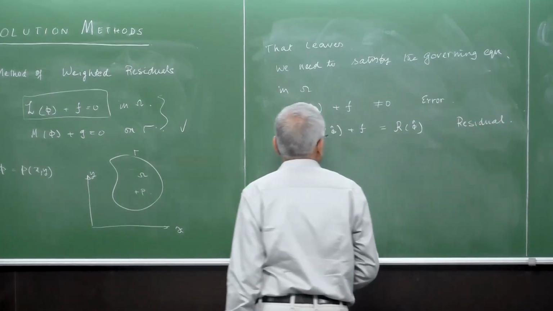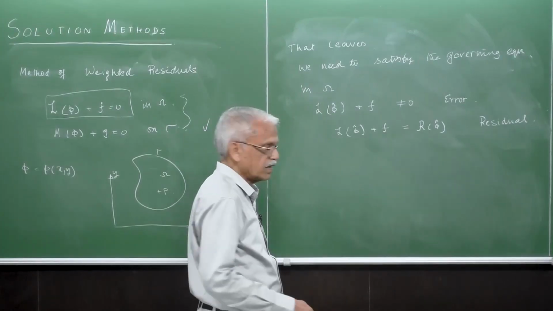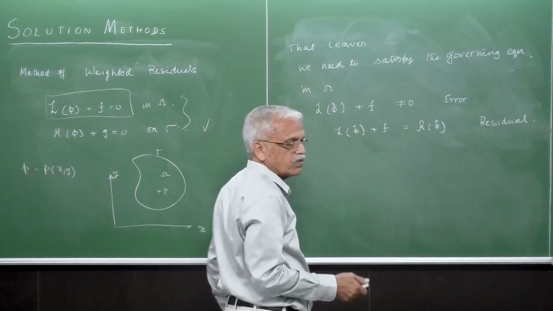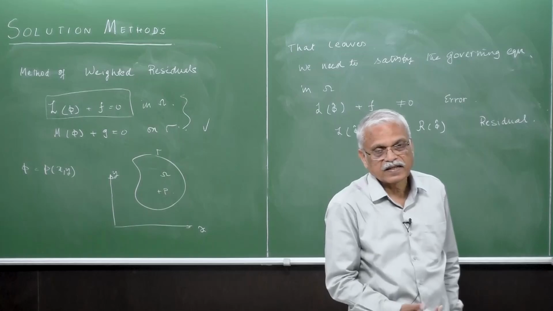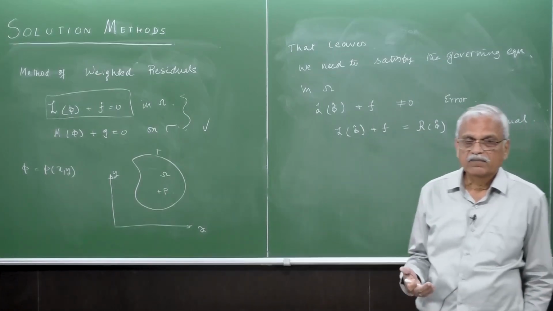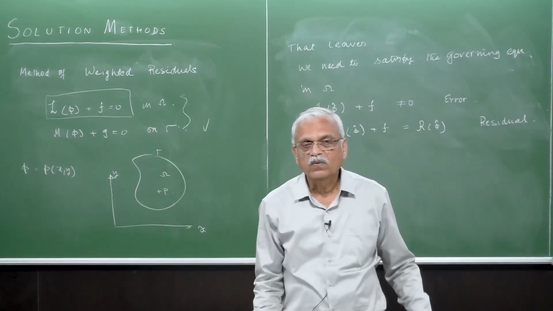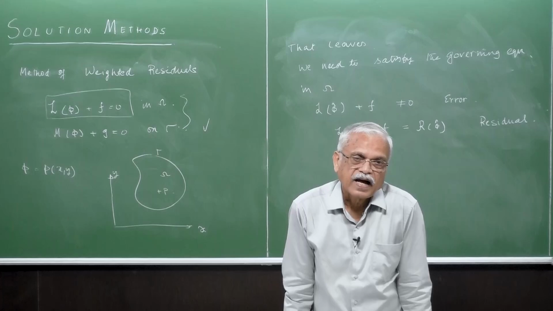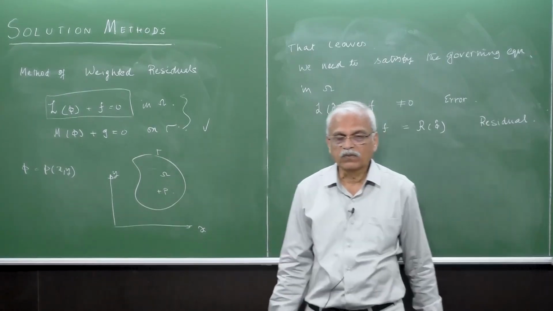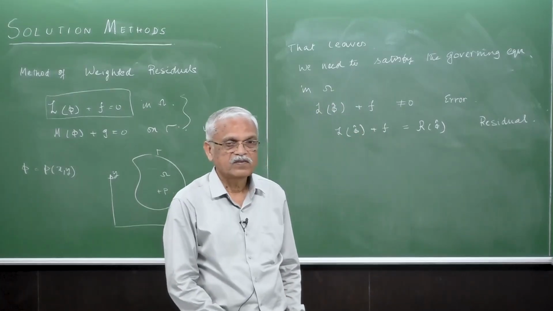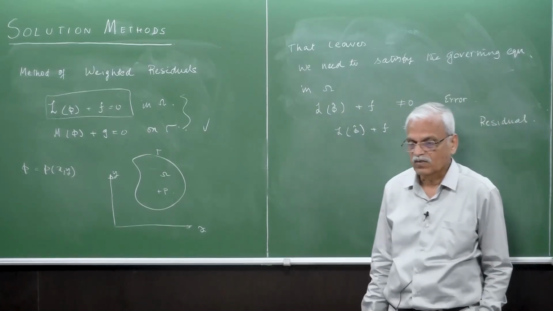If you want to make this 0, how do you make it 0? There are several procedures. You can make it in an integral manner. You can say that I'm going to integrate this error over the whole domain omega, and then set it equal to 0. But what is the problem with that? The problem is that it is going to give you just one equation, whereas we have n coefficients, and so we need n equations. So how is that possible?